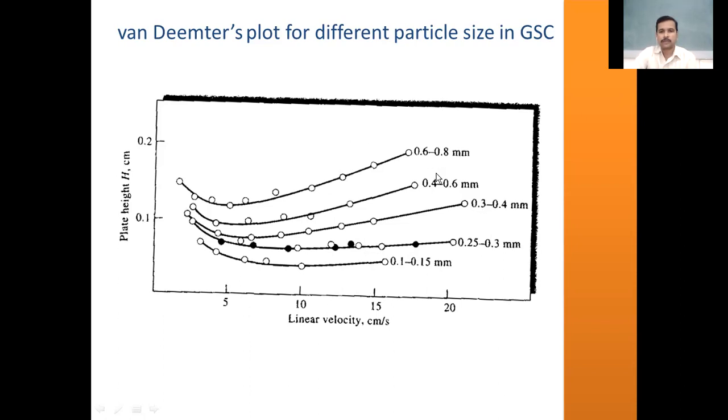If you look at the third, fourth, and fifth cases, stationary phase particle size has been increased to 0.3 to 0.4, 0.4 to 0.6, and 0.6 to 0.8 millimeter. So as you increase the linear velocity of the mobile phase, there is an increase in the height of the theoretical plate in all these three cases. Here also the height of the theoretical plate increases, here also, and here too.